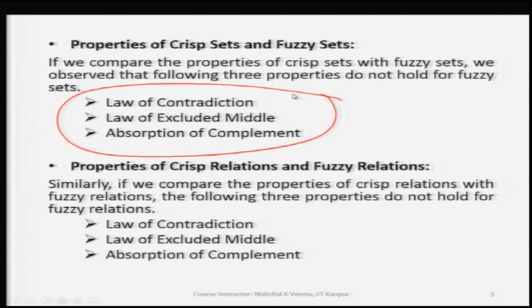Now, when it comes to the crisp relations and fuzzy relations, since a crisp relation is again a crisp set and a fuzzy relation is also a fuzzy set, these properties will be followed by crisp relations and these properties will not be followed by the fuzzy relations. So, that means when we talk of fuzzy relations, fuzzy relations do not hold good for law of contradiction, law of excluded middle, absorption of complement.